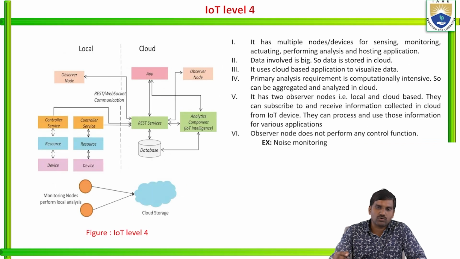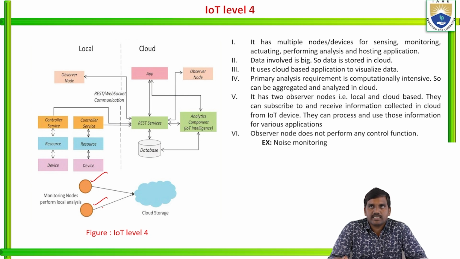Next one, level 4. It has multiple nodes, one node, two nodes, multiple nodes for sensing, monitoring, actuating, performing analysis and hosting applications. The data involved is so big that data is stored in the cloud only.